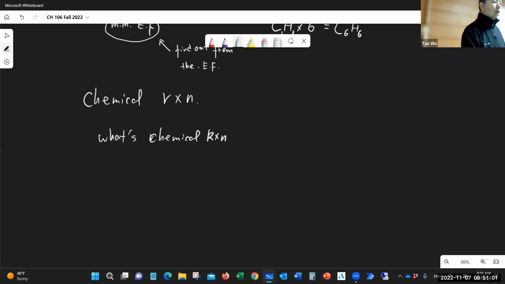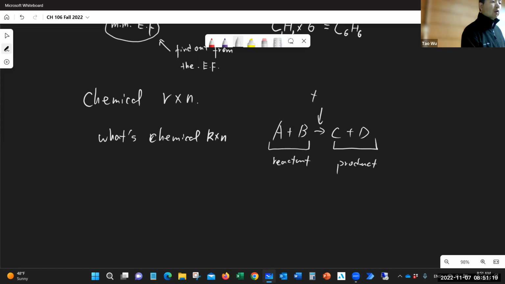What is a chemical reaction? A plus B equal to C plus D. We know the first part is the reactant. The second part is the product. And the arrow means "to form." So we have reactant A plus reactant B to form the product C and product D.